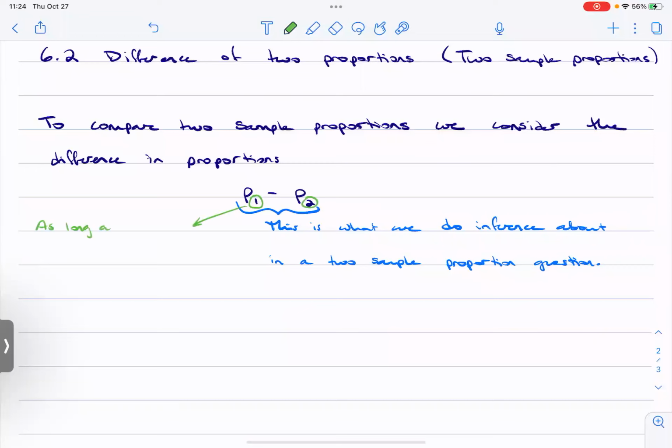As long as you are consistent with your group assignments, then the order doesn't matter. With the group assignments, order does not matter.